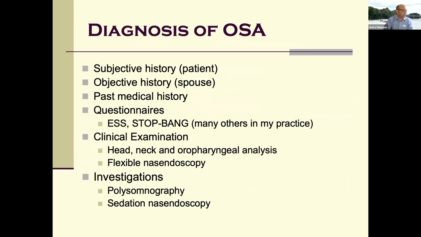So how do you diagnose it? Well, it's important to take a history from the patient, but it's also important, if you can, to take a history from the partner, because they'll tell you if that patient sleeps with an open mouth, if they snore more in a particular position, if they sleep on their back all night or on their side all night. So it's important to get that history from the partner. The past medical history is relevant for the neuromuscular stuff, for the diabetes, for the obesity.